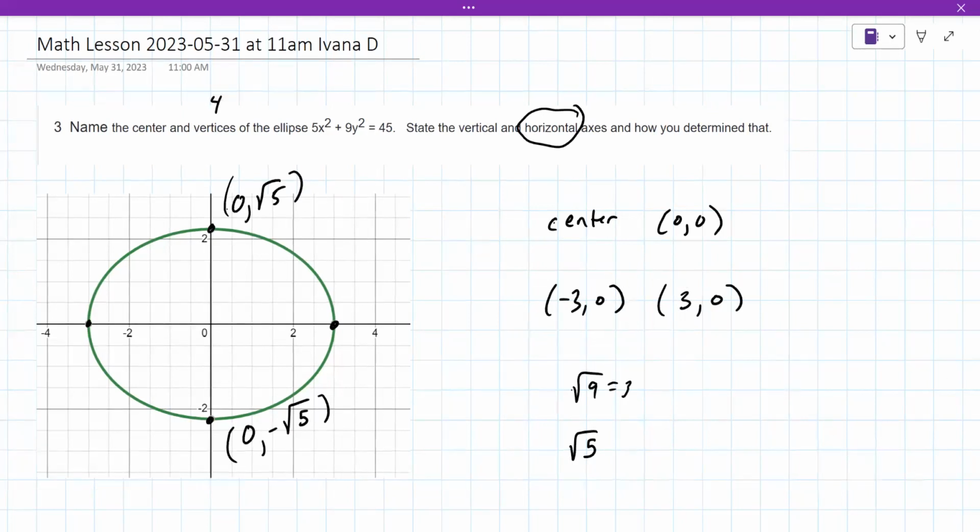All right, so that takes care of number 3. So 8 and 9. 8 and 9 here. We'll go to number 8.